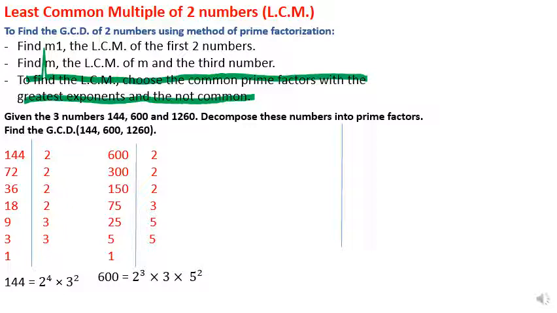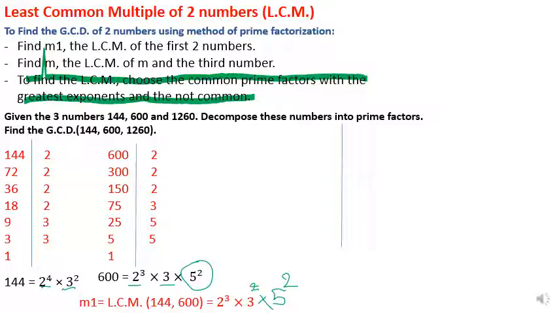As I told you before, if you have any common prime number like 2, 3, let me just highlight it for you, 2 and 3, also 2 and 3, you have to choose the highest degree. So 2 to the power 4 times 3 squared. 5 is not common, so it's also included in my least common multiple. So it's going to be as follows: 2 to the power 4 times 3 to the power 2 times 5 squared. Okay, so this is the LCM of the two numbers.